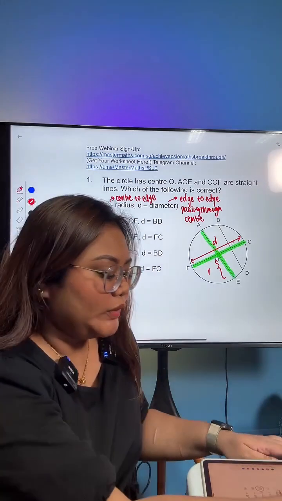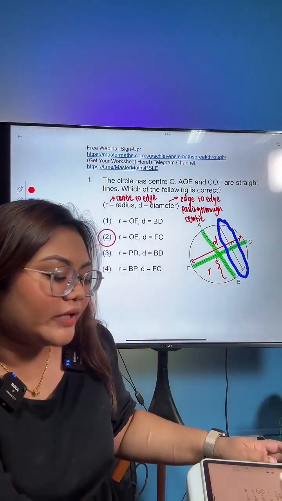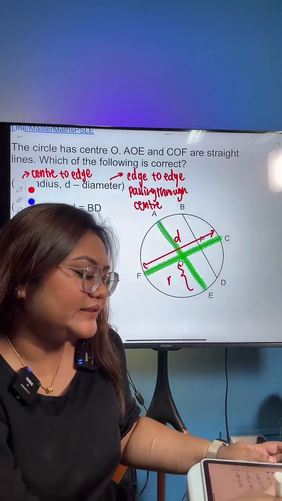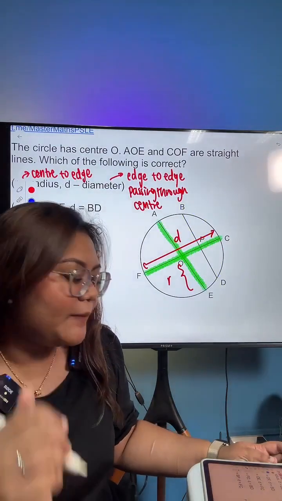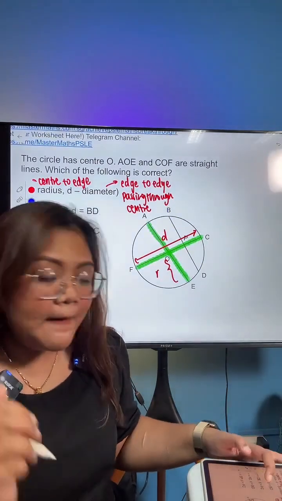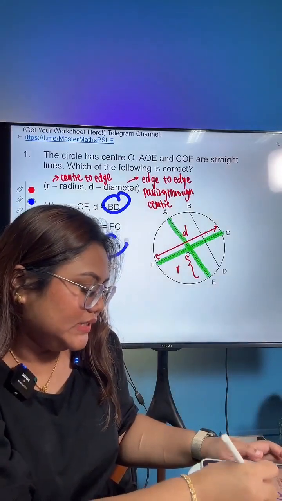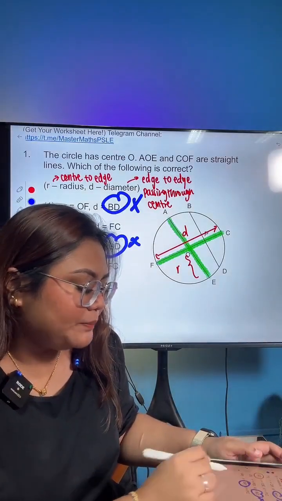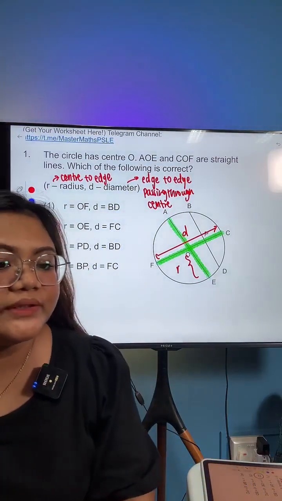Okay, so we are only looking for radius and diameter, hence this line here is not what we are interested in, yeah? This line here doesn't even pass through the center, so we don't have to care about the line BD. Hence, by the process of elimination, as long as it contains BD, it will be out. Okay, BP is also part of BD, hence it will also be out. Okay, everyone?